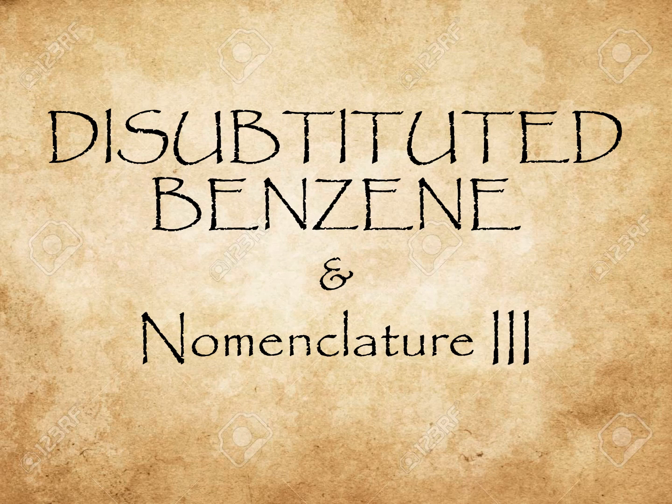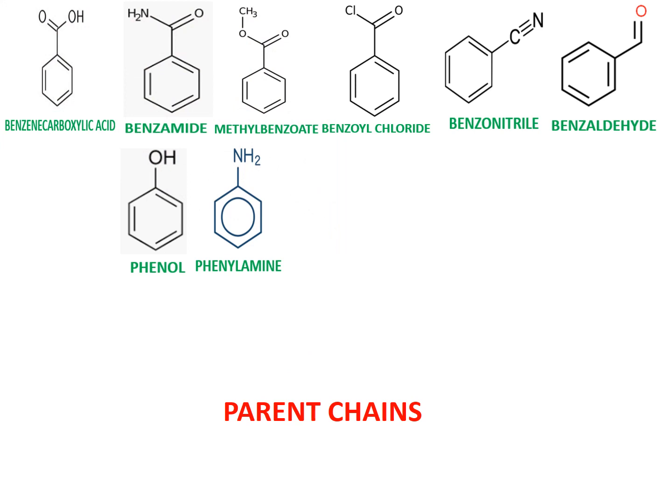The previous video looked at how we named benzene when it was bonded to only one functional group, side group, or branch. But what happens if there's two of them bonded to a benzene? First, we'd have to consider the concept of dominance.